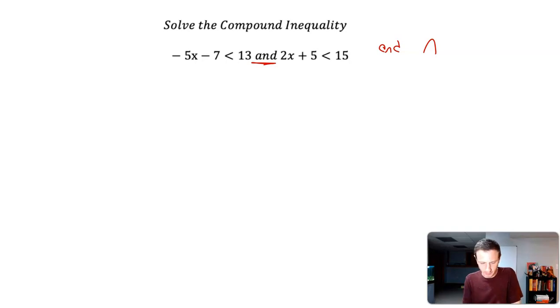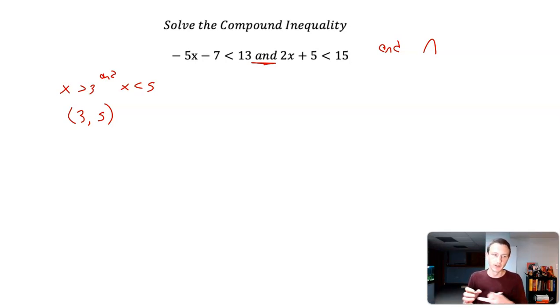A little side example here, just real fast. If I had x greater than 3 and x less than 5, let's just pretend that was my two solutions. What we'd be looking for is all the values greater than 3 and all the values less than 5. That would fall between 3 and 5 because that's where it would overlap. That's the common ground between all the numbers greater than 3 and all the numbers less than 5, just right between 3 and 5. That's what we're looking for.